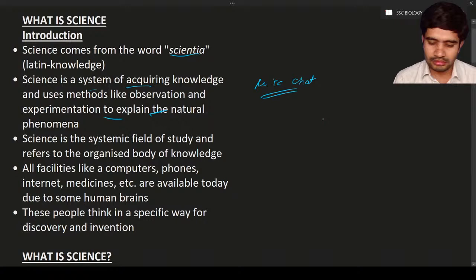It uses methods like observation, so different observations of what you observe, and experiments, by doing experiments, and so on. Science is a systematic field of study. It refers to the organized body. So what does systematic field, organized body mean? Any field that does some kind of research, and that helps in the production of knowledge.